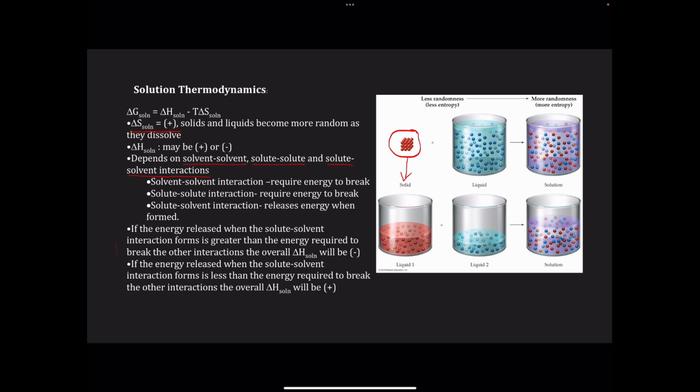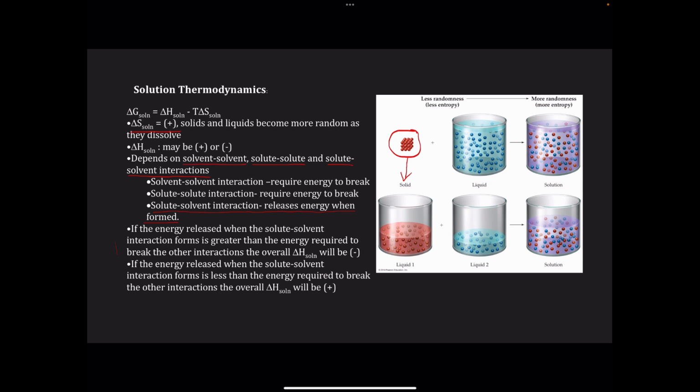Our particles, our solute and solvent, are attracted to one another. When those attractions form, we actually release energy. So solute-solvent interactions release energy when they form. So it becomes a balance. Remember, we want, ideally, for our delta H to be negative. We want to be releasing energy.